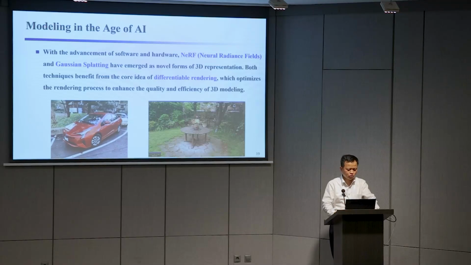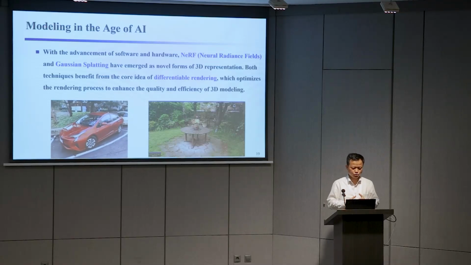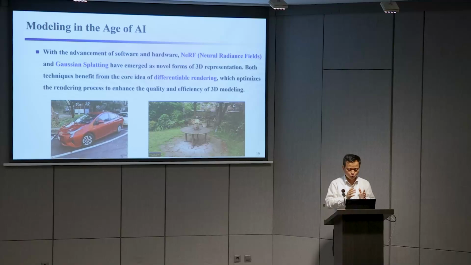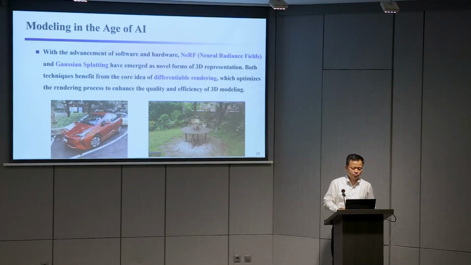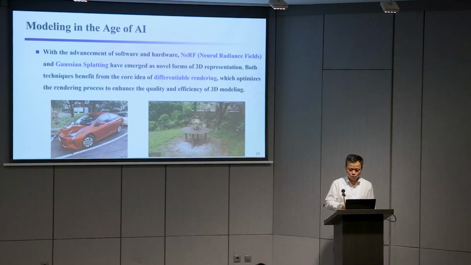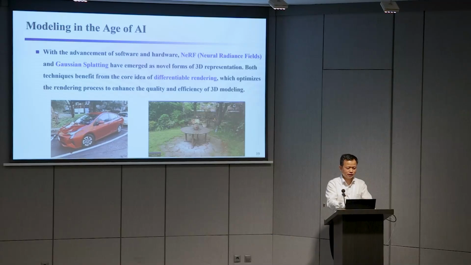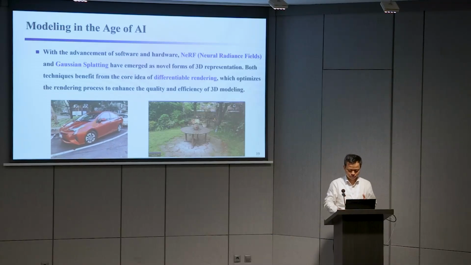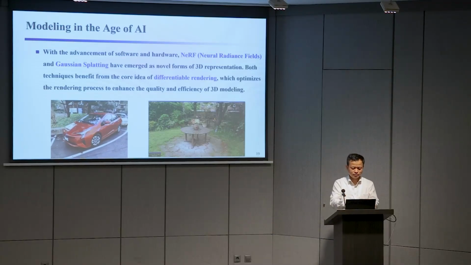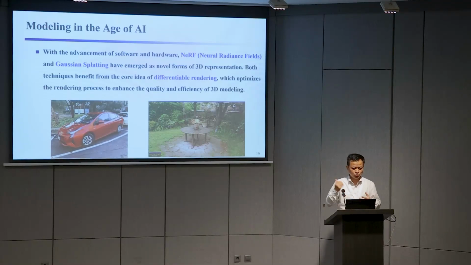So with the advancement of software and hardware, NeRF and Gaussian splatting have emerged as novel forms of 3D representation. Both techniques benefit from the core idea of differentiable rendering, which optimizes the rendering process to enhance the quality and efficiency of 3D modeling. So my talk will focus on these two concepts and introduce some work in my group, and show how you can use such very new ideas and new software to help your research. I will show you some model zoo.